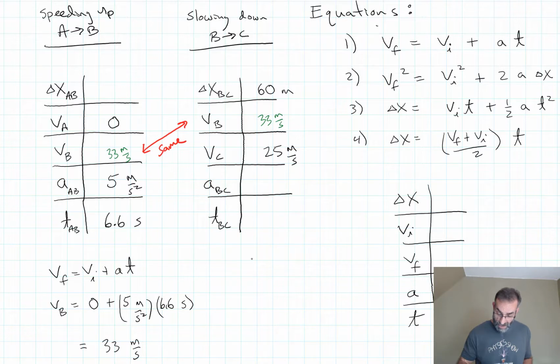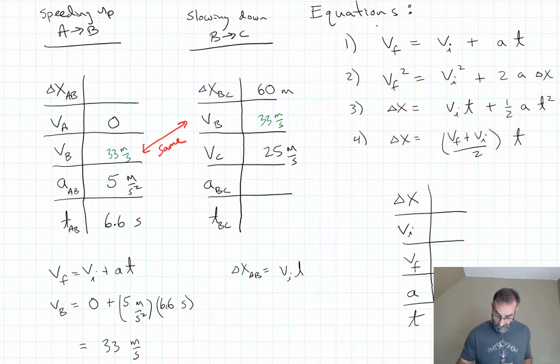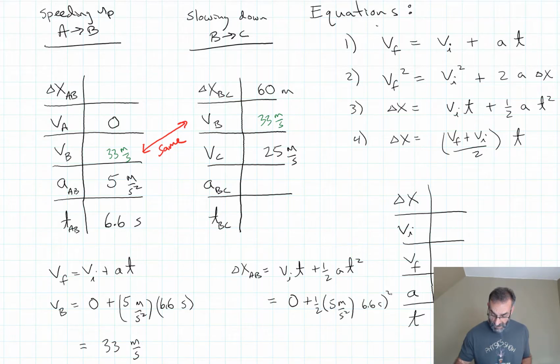I'm going to use this equation. V initial is VA is 0. I know my acceleration. I know my time. Don't forget to square it. And I get 109 meters. If you haven't done it yet, pause the video and finish the problem.